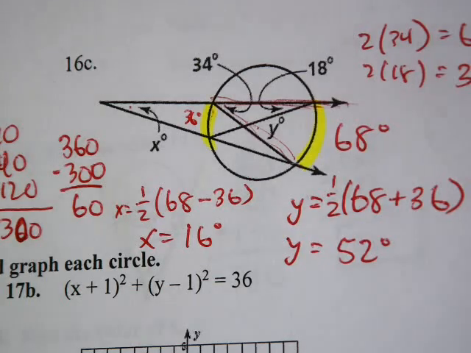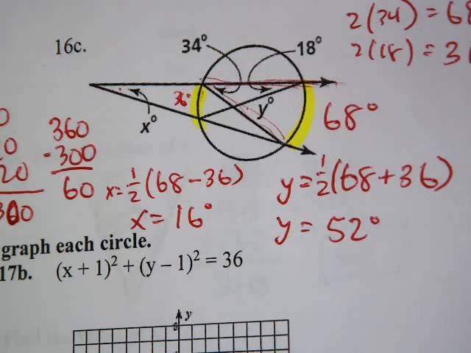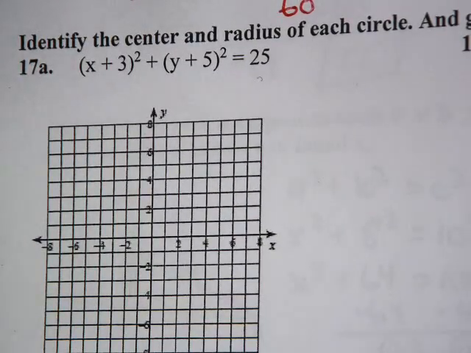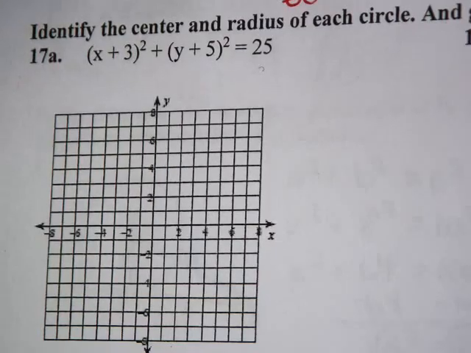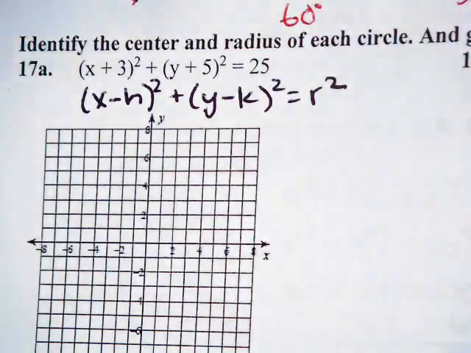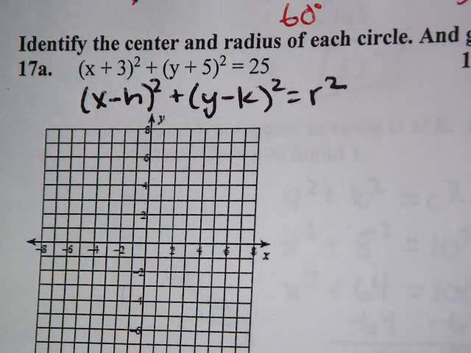The rest of the study guide, or the review, is about circles, so it should be not so bad. Or graphing circles and such. Okay, so 17a, we're supposed to identify the center and the radius, and then graph the circle. So this is written in the standard form of a circle. Remember that the standard form is (x minus h) squared plus (y minus k) squared equals r squared, where h and k is your center, and r is your radius.